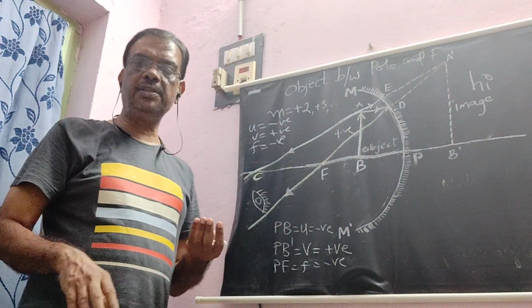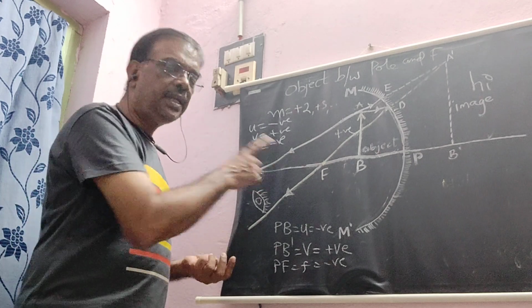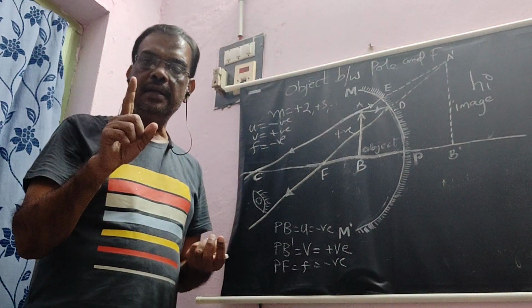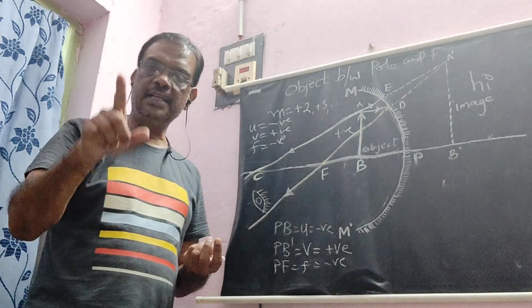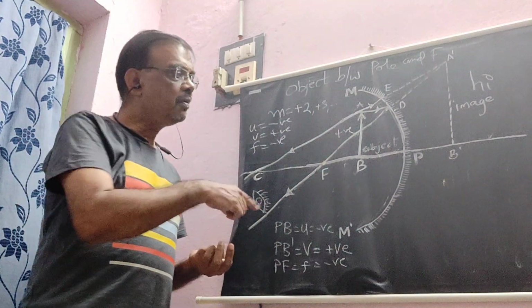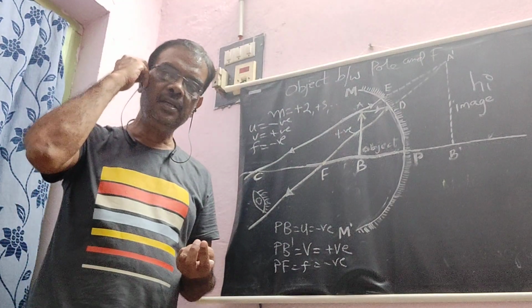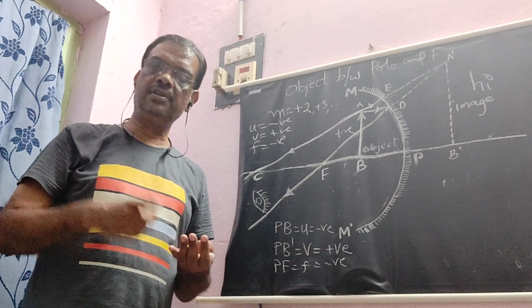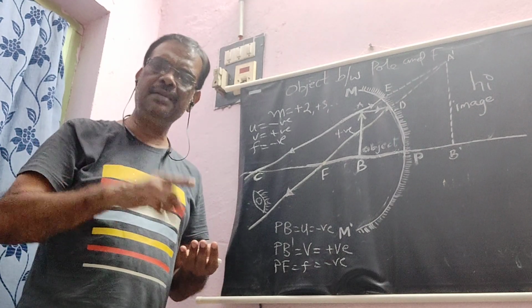Object beyond center of curvature: image is formed between C and F. Nature of the image is real, inverted. Size of the image is diminished. Now, like that, object at center of curvature: image is formed at center of curvature. Nature of the image is real, inverted, same size.